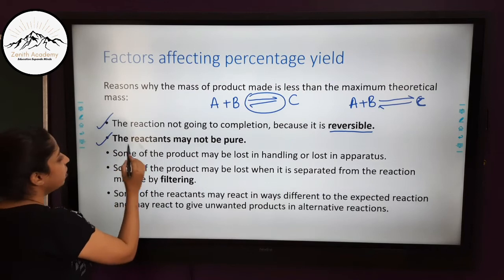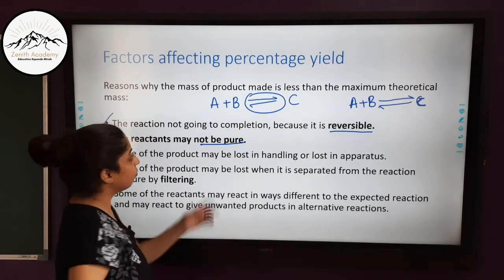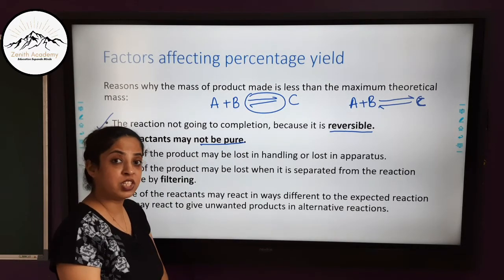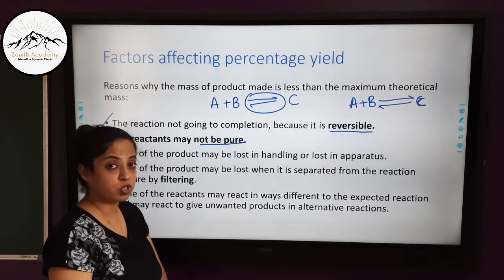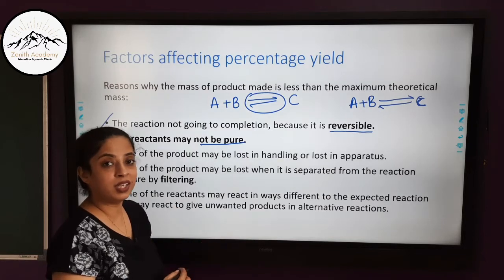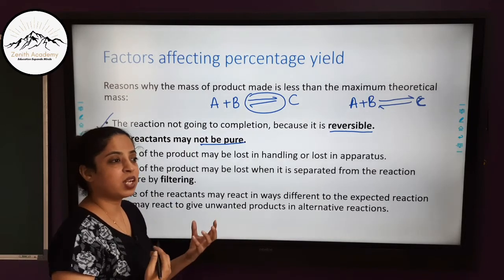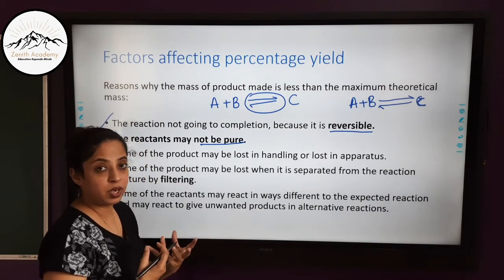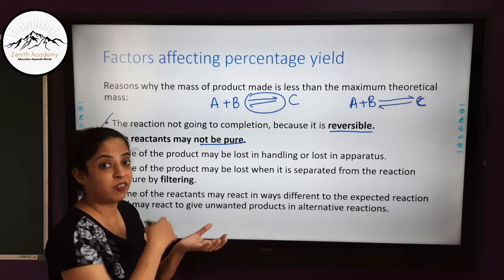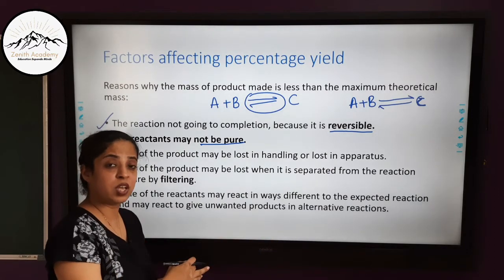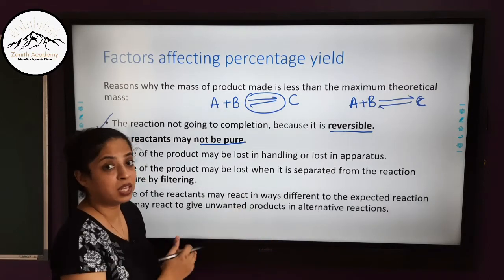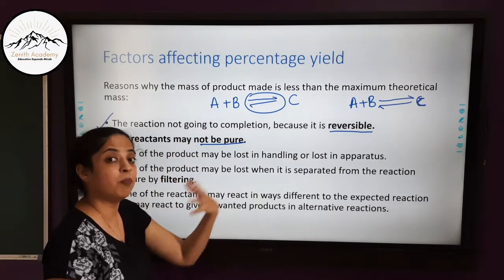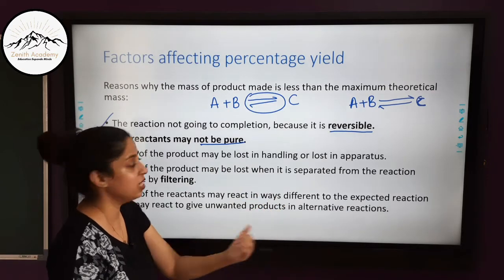The second reason can be that the reactants may not be pure. Suppose calcium carbonate is decomposing to calcium oxide and carbon dioxide. If there is some impurity in the calcium carbonate, maybe some metals or sand particles, then the weight of calcium carbonate is more, but when it gets converted into calcium oxide and CO2, the weight will be less. So if the reactants are not pure, the mass of the product is less.